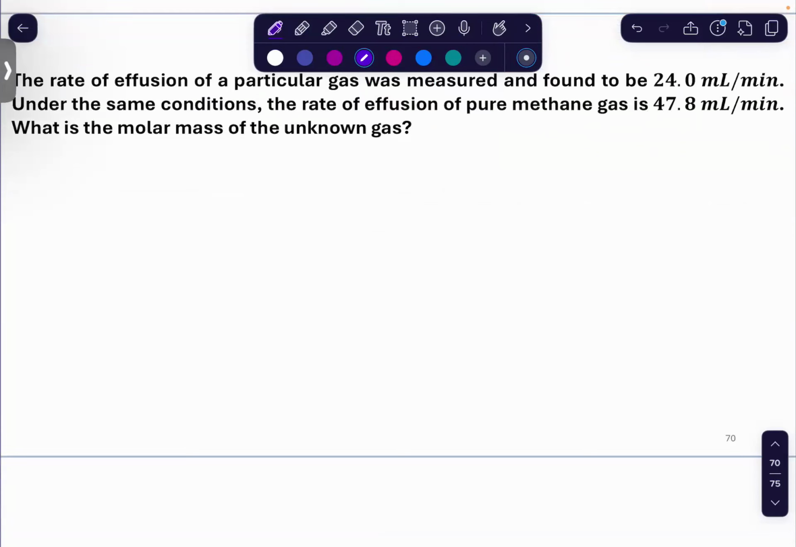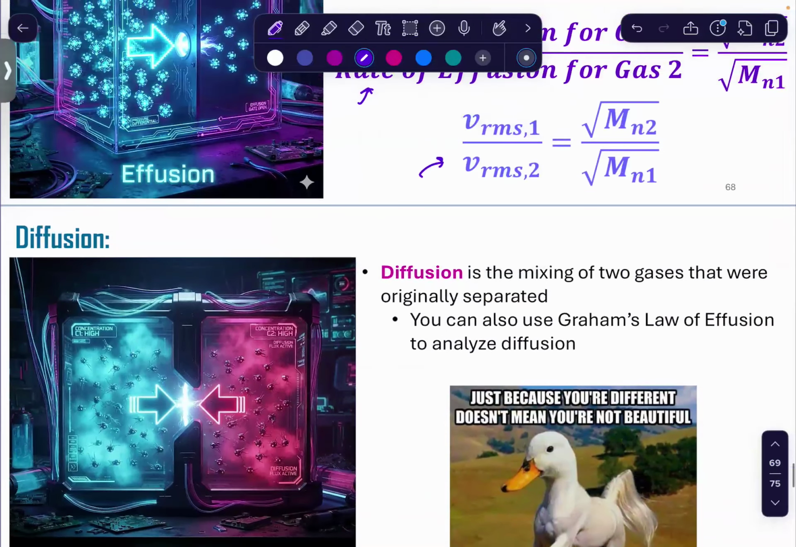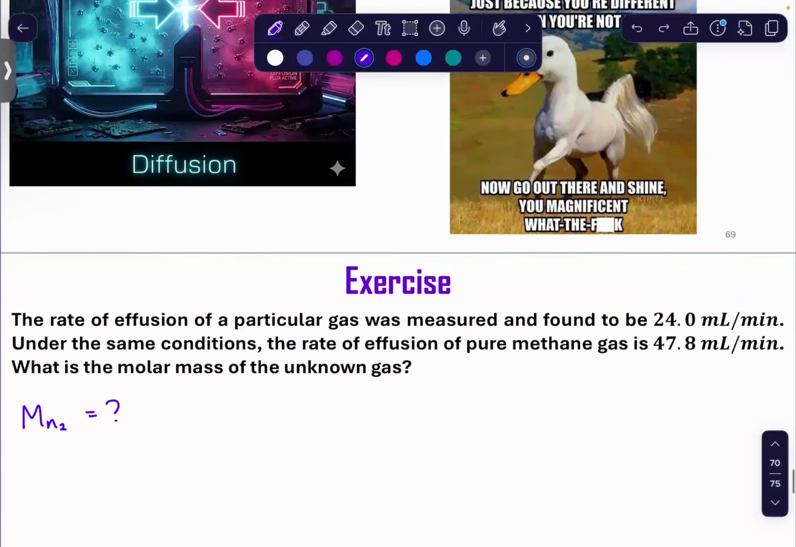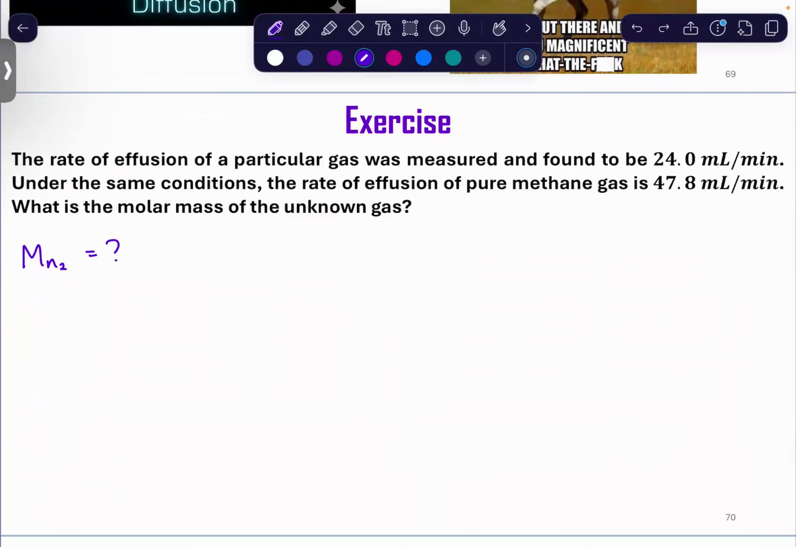Okay, so I called it molar mass 2. I did that because if you look here, molar mass 2 is already in the numerator, so I'm not going to have to do extra steps in math. So you could have named it molar mass 1, just as long as you make your ones and twos line up. So I called it molar mass 2. Now I know that VRMS 2, so that's the unknown or the particular gas, is 24.0 milliliters per minute.